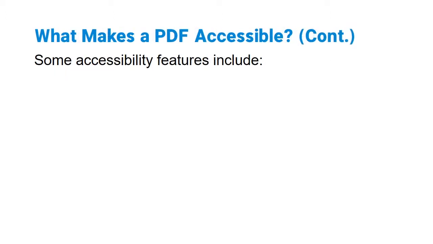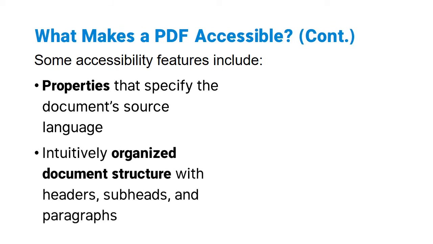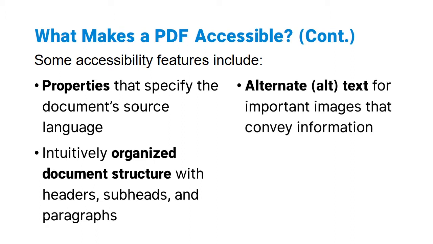Some features that tags help provide include properties that specify the document's source language so that assistive technology can read the information in the proper language; headings, subheadings, and paragraph styles to give your document structure and reading order that is easy to follow; alternate or alt text, which is especially important for people who have vision impairments. If the document contains imagery, charts, or graphs that helps them understand the information, they need alt text to refer to. Active links, which allow people to be able to easily visit the websites referred to in the document.